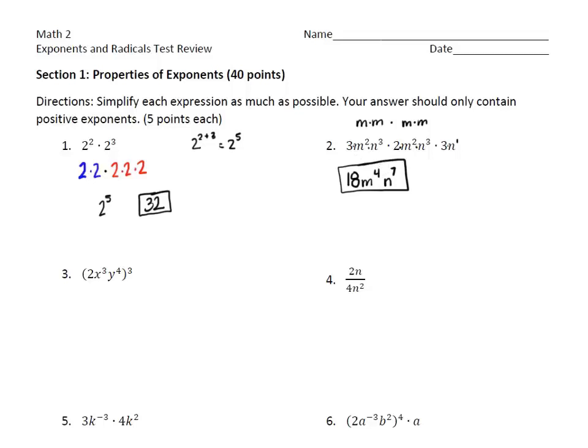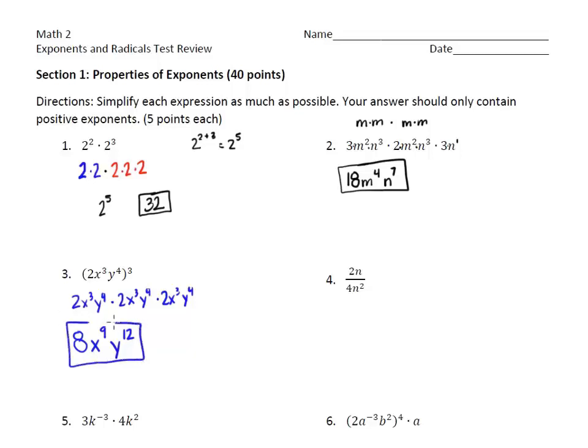Okay, question number 3. This time we have 2x to the 3rd, y to the 4th, raised to the 3rd power. That means I have 2x cubed, y to the 4th, 3 times. So times 2x to the 3rd, y to the 4th, times 2x to the 3rd, y to the 4th. And now I can just multiply these together. 2 times 2 times 2 is 8. x to the 3rd times x to the 3rd times x to the 3rd: there's 3 of them, 3 more makes 6, 3 more makes 9. So that's x to the 9th. y to the 4th, 4 more makes 8, 4 more makes 12. So x to the 9th, y to the 12th. That's our final answer.